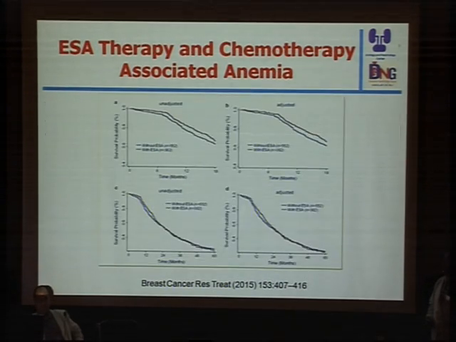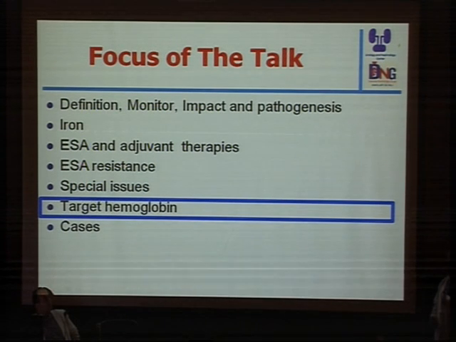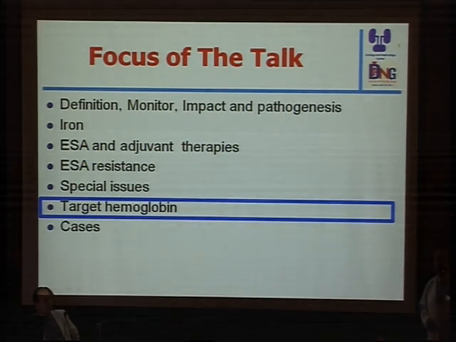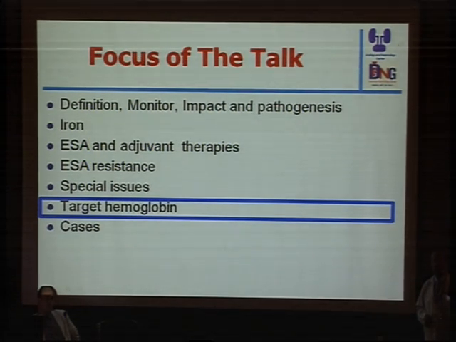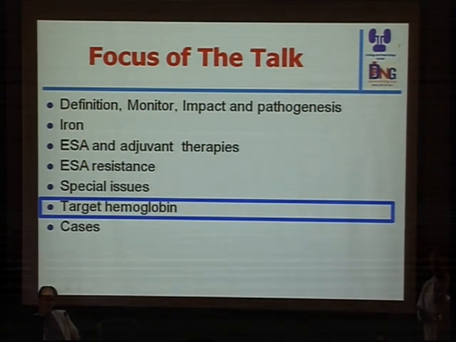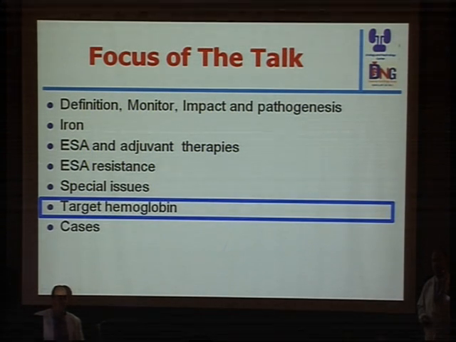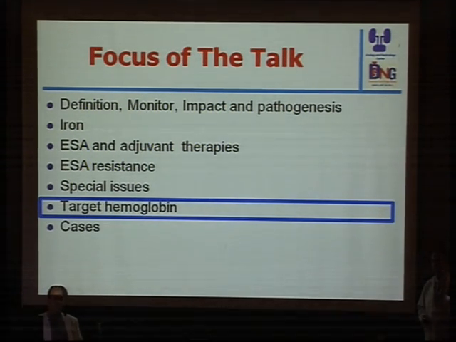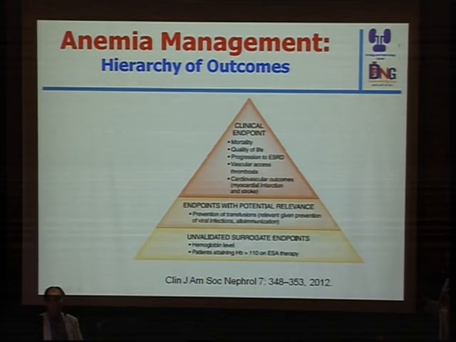I leave the malignancy for your questions. And then the last question is target hemoglobin. What is the target hemoglobin? When I treat the patient with CKD associated anemia, which target should I seek? 10, 12, 13, 14, full correction. 11.5 to 12.5. Okay, let us discuss it together.